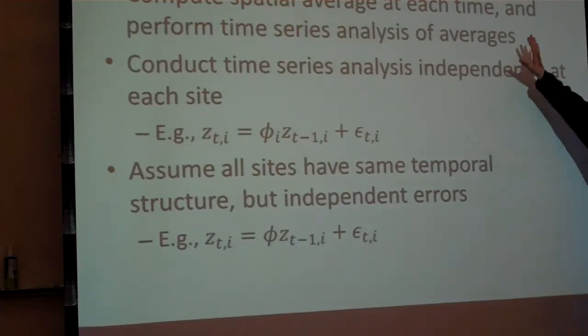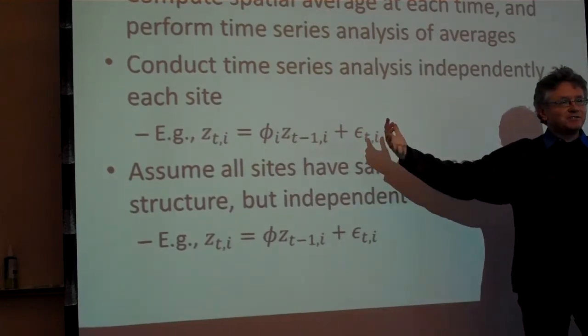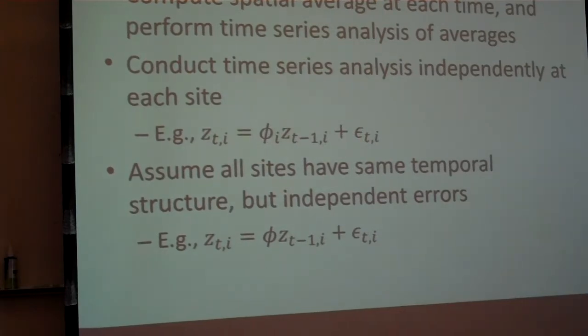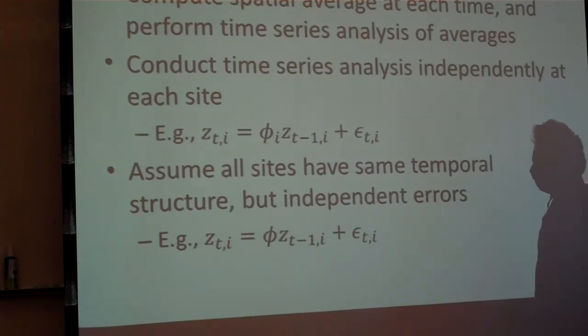So I call these simple approaches because they're conceptually simple and relatively straightforward to implement. On the last one, let's say you're looking at El Nino effects of flooding or something like that. Would that fit that assumption? All sites have precipitation increase around the same time frame, but independent errors at each specific location. Would that be a fit for that?